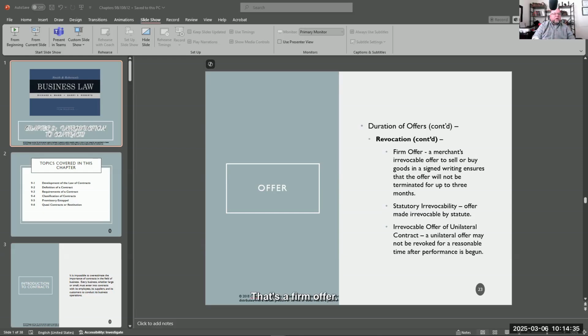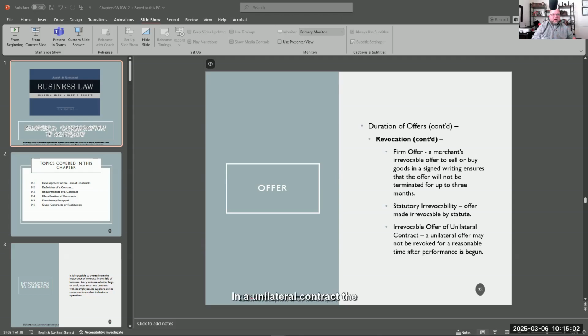That's a firm offer. Statutory irrevocability is when the statute says you can't revoke it. The offer is made irrevocable by statute in that instance. The statute may say that certain contracts cannot be revoked, and that means that it's statutory irrevocability.